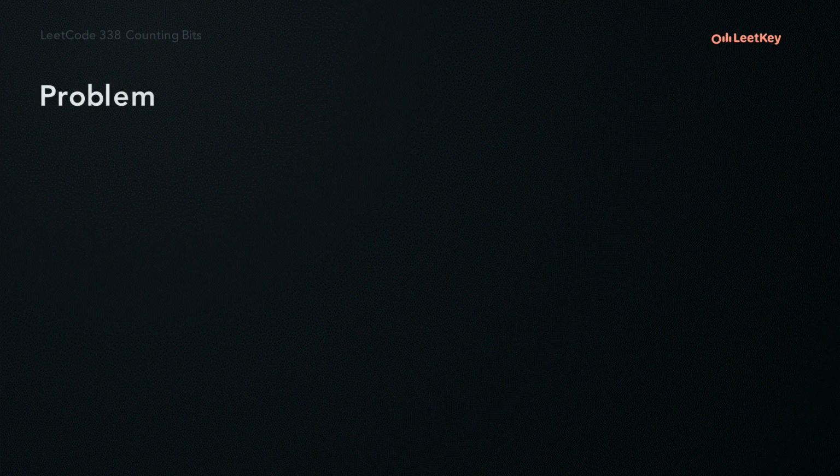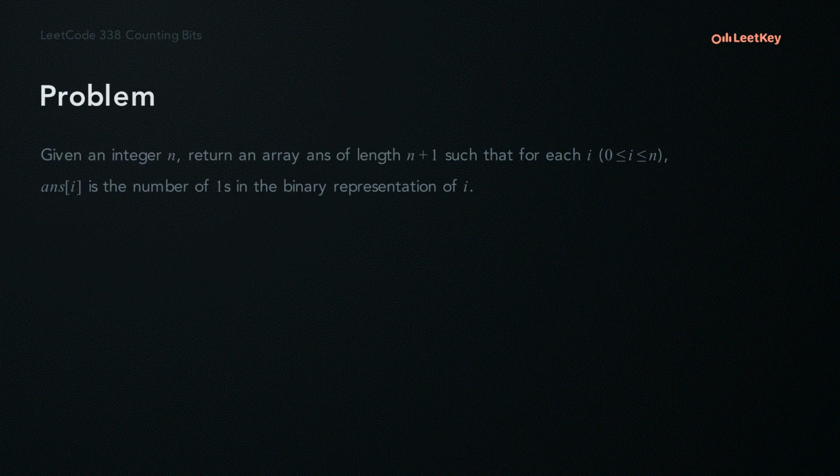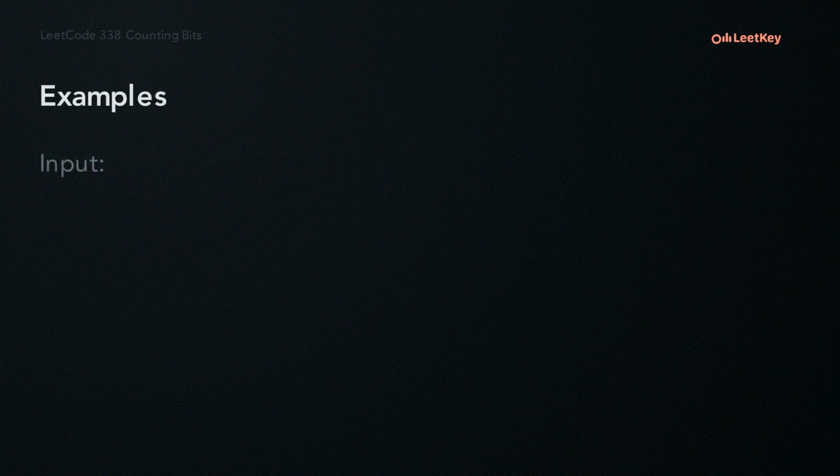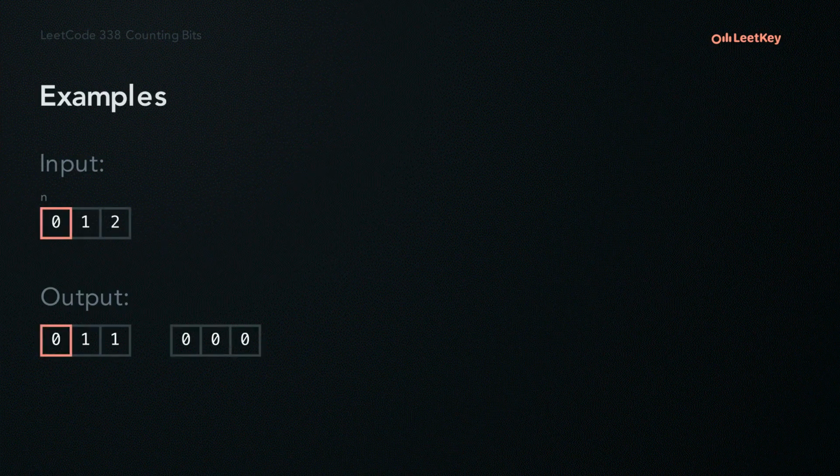The problem states, given an integer n, return an array of answers of length n plus 1 such that for each i, where 0 is less than or equal to i, which is less than or equal to n, the ith value of answers is the number of ones in the binary representation of i. For example, example 1. Input n is 2. Output is 0, 1, 1. 0 has 0 ones, 1 has 1, and 2 has 1.